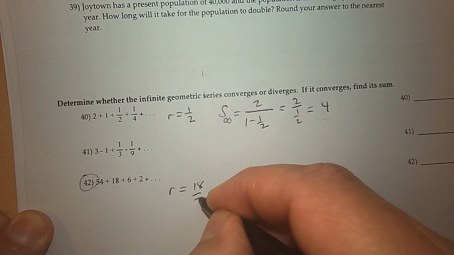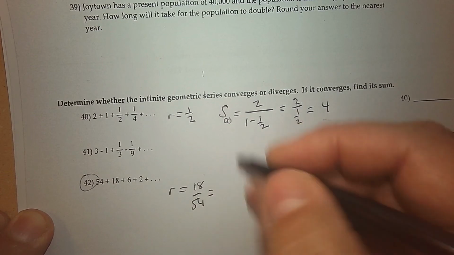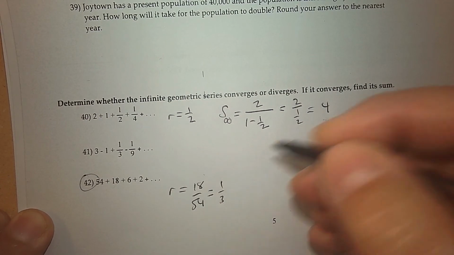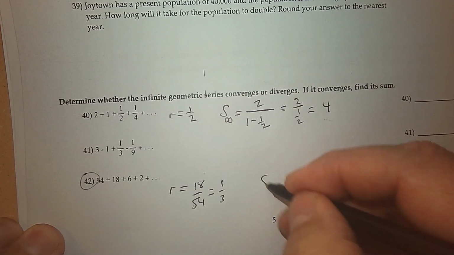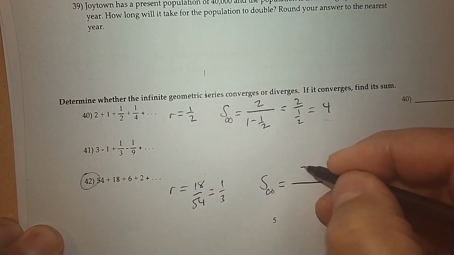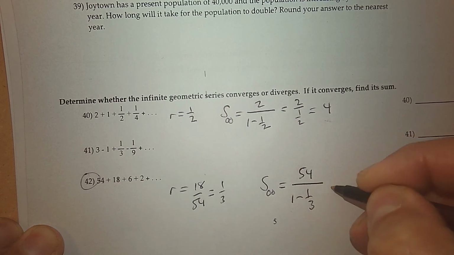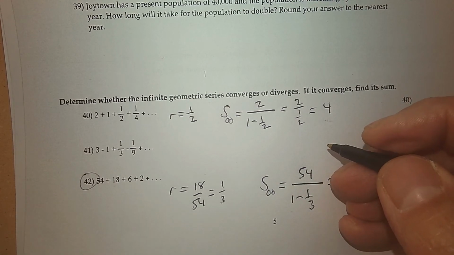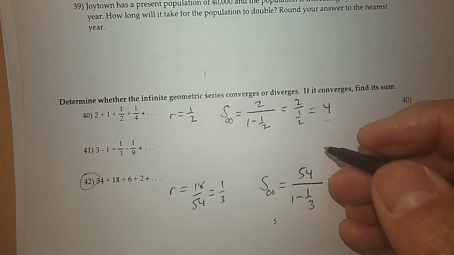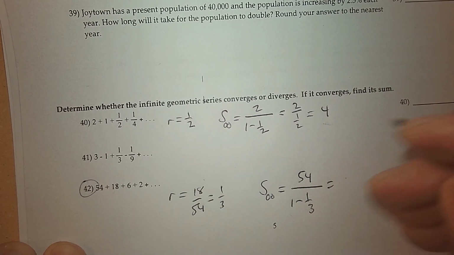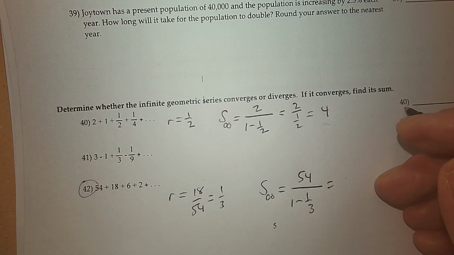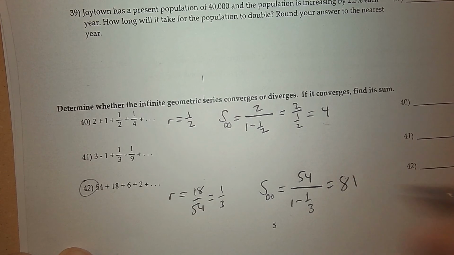42, 18 over 54 clearly is going to converge. I'm going to reduce it down. 18 actually goes in there evenly, 1/3. And then the sum of an infinite number of terms, so A1 and then 1 minus the third. So let me just do that quick. It's 54 divided by 2/3. You get 9. No. What did I do wrong? 54 divided by 2/3. There it is, 81. Just typed it wrong. Perfect. All right, coming to an end.